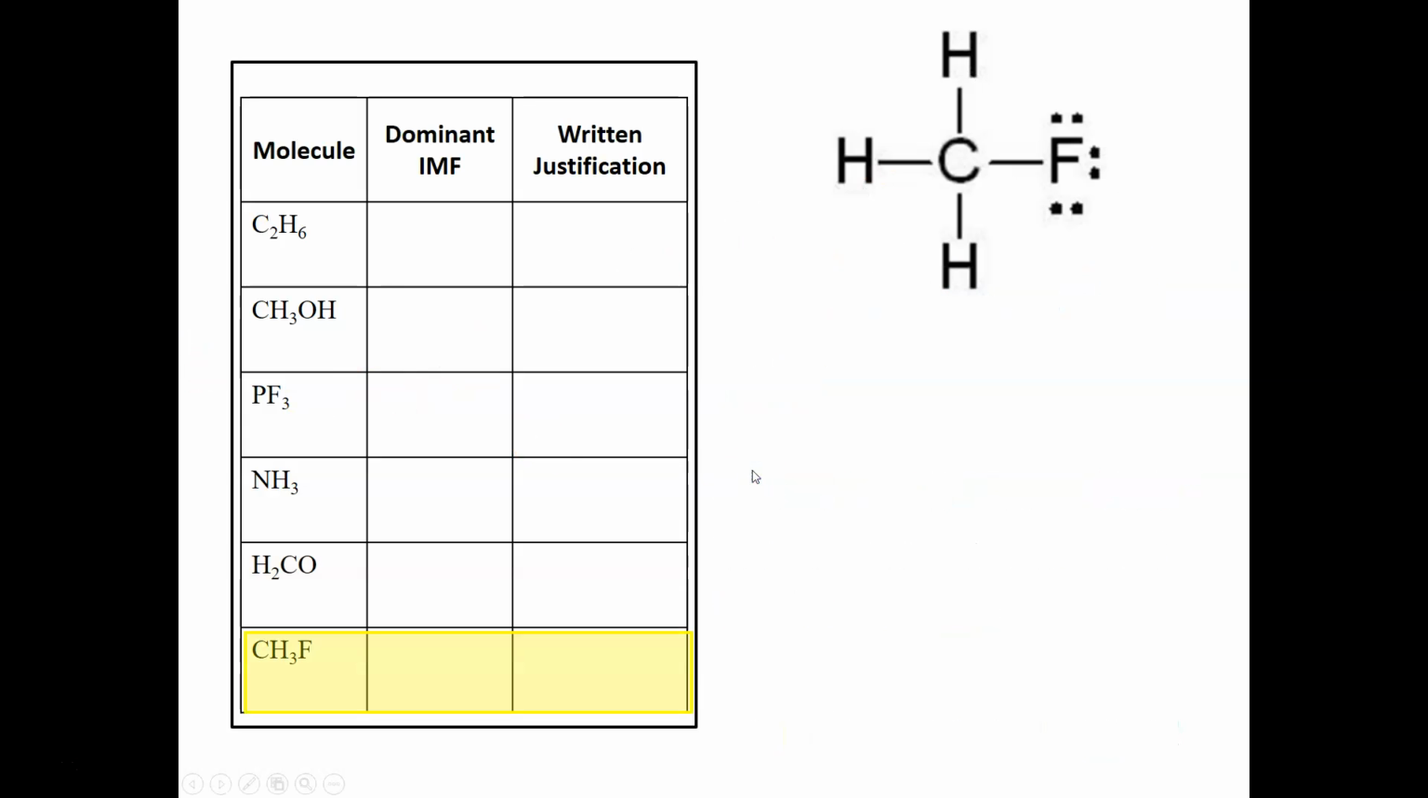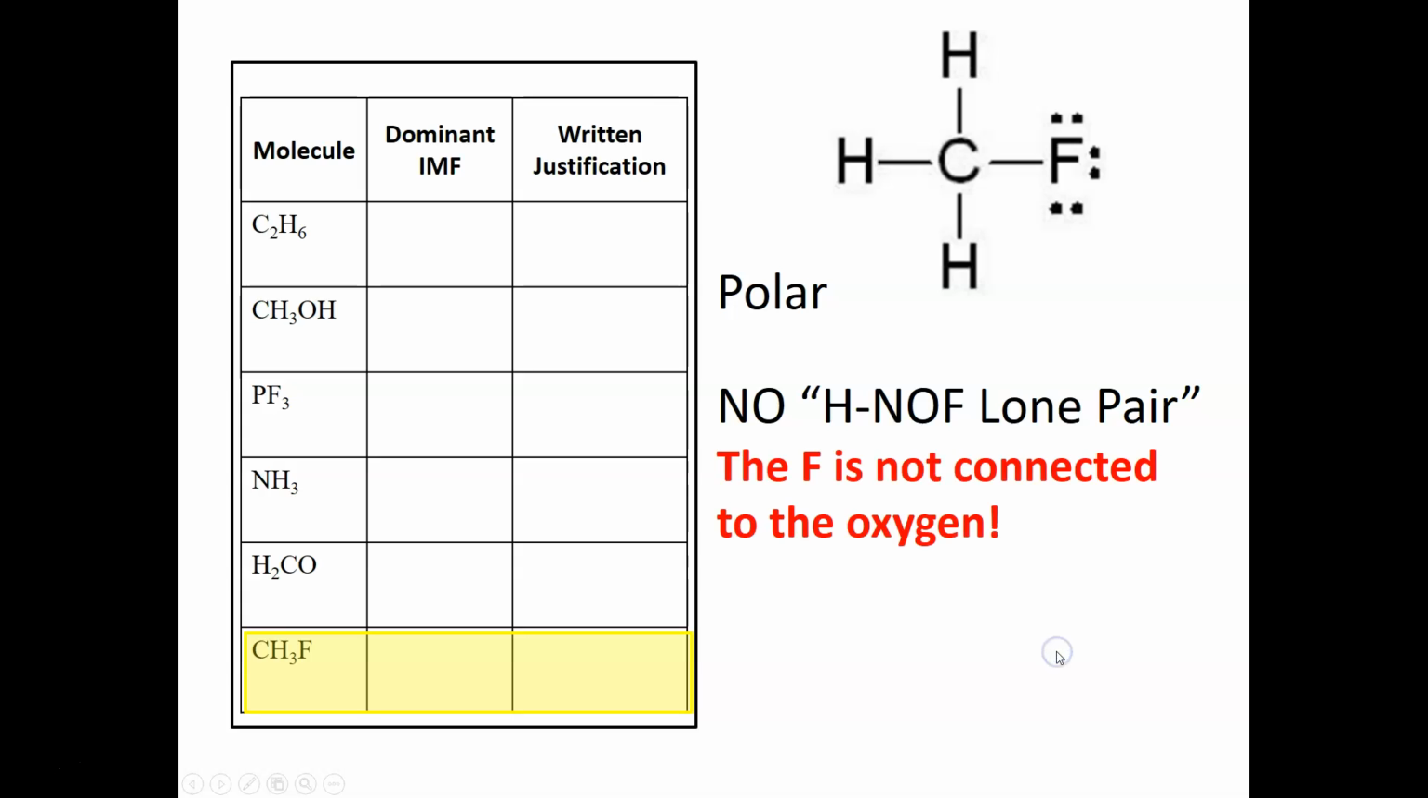All right, the last one. The top is the same as the bottom, but the left is different than the right. That makes this polar. Yes, we have hydrogen. Yes, we have fluorine. Yes, the fluorine has a lone pair, but the hydrogen is not attached to the fluorine directly. Yes, this has a dipole, but it's not a strong enough difference to be a hydrogen bond. So it does not meet that special criteria. So this is just a dipole-dipole.